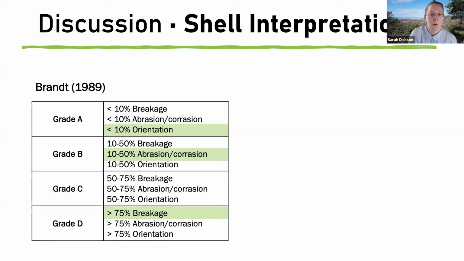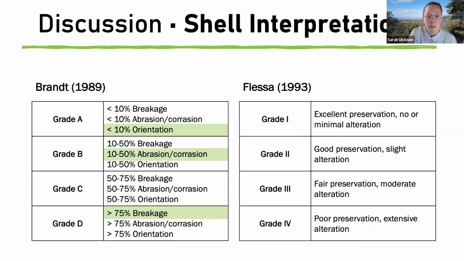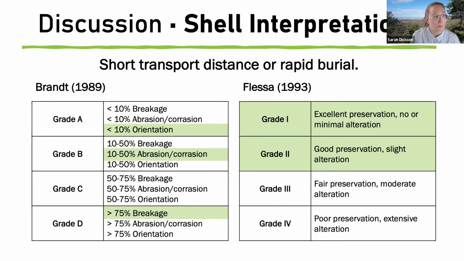We also looked at another more qualitative grading scheme by Flessa that focuses on individual shells rather than the whole assemblage. With this scheme, most of our shells fit grades 1 or 2, excellent to good preservation with only a slight degree of alteration. These taphonomic grades are associated with either a short transport distance or rapid burial.